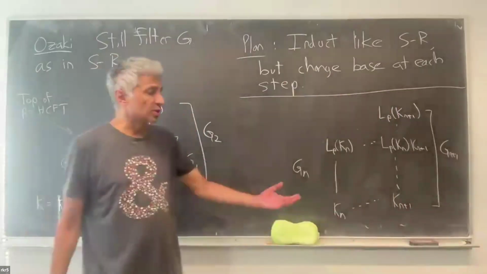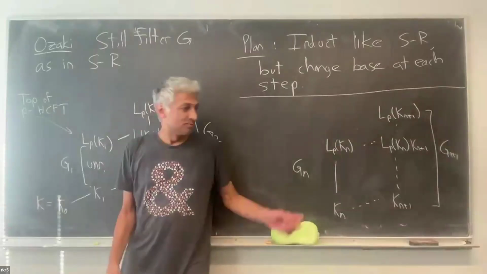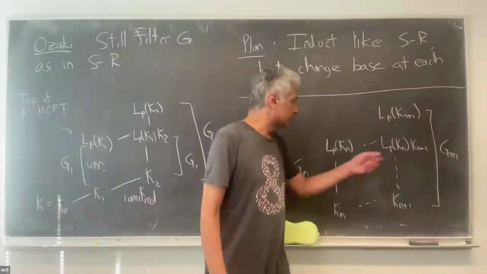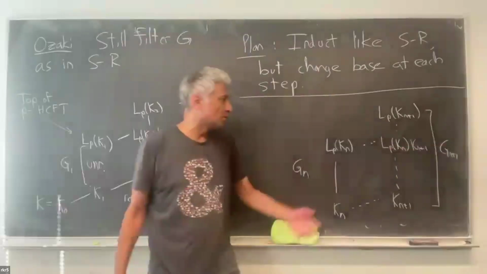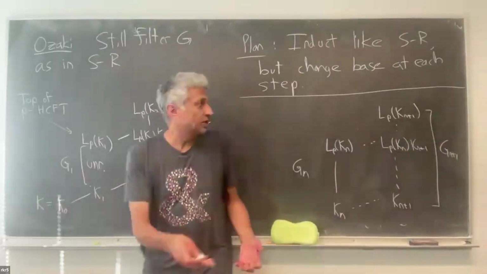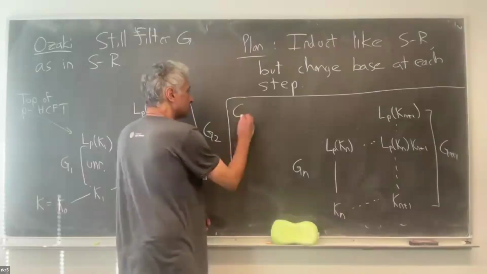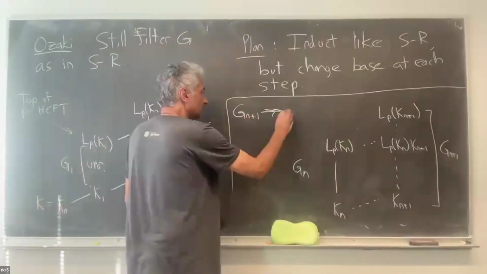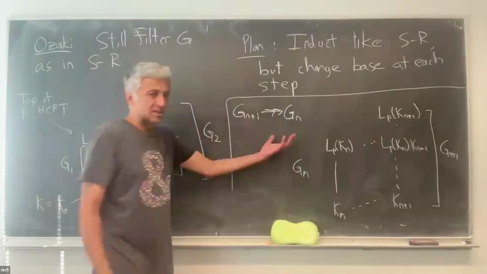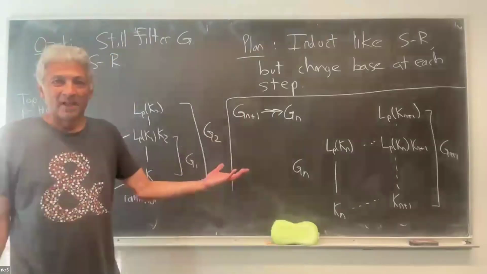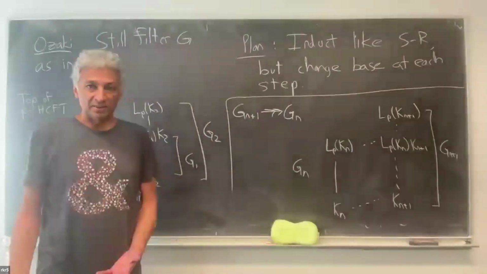Now, as with anything with group extensions, when we go from Gn to Gn plus 1, Gn being a quotient of Gn plus 1, that quotient map, may as well write it down. This could be split or not split. You've got to treat those two cases separately.